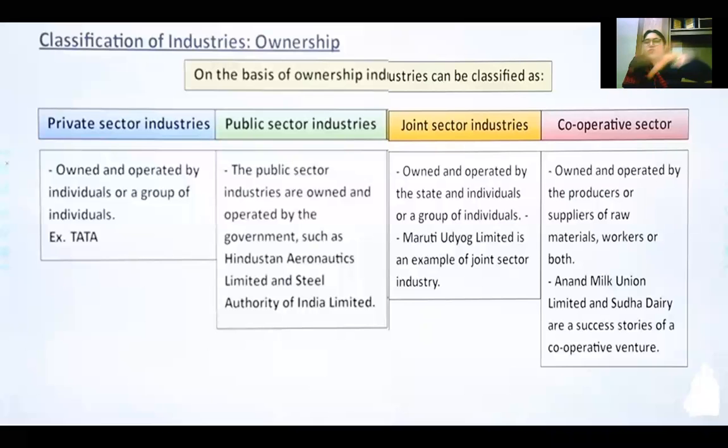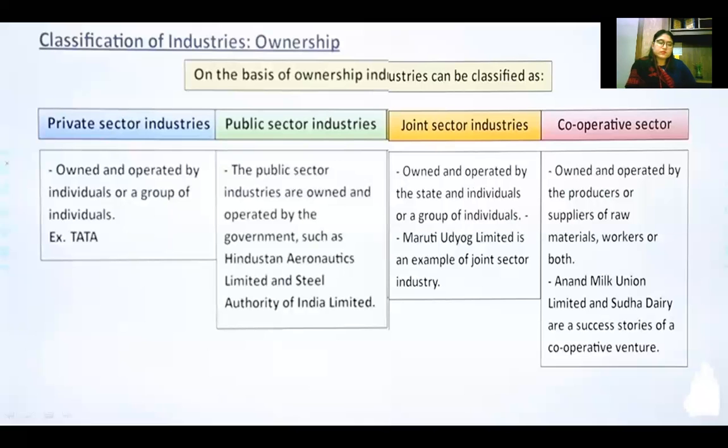Cooperative sector means where so many people are involved who are producing, supplying the raw material, and the workers who are working there. So there's a chain of groups of people who are working and getting paid for that. That comes under the cooperative sector. Clear? So under the cooperative sector, this Amul, Anand Milk Union Limited, and Sudha Dairy also, it is also a well renowned dairy. These are success stories of a cooperative venture. Clear?